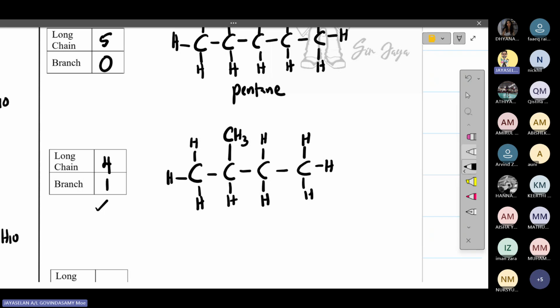Okay, what is the name of this compound? Cara nak buat, so you guys write down number 1, 2, 3, 4. Okay, now 1, 2, 3, 4. So then you name this compound 2 dash. What is the name of the branch? Methyl. What is the name of the long chain? Butane. You guys already score another 2 marks. Any question? No question.